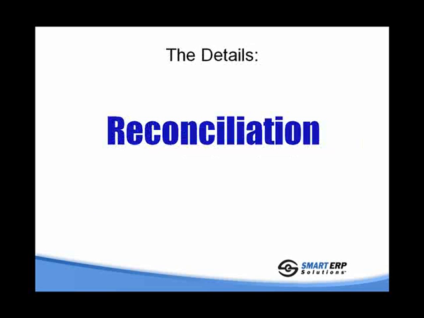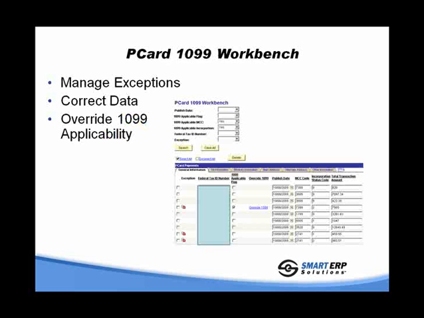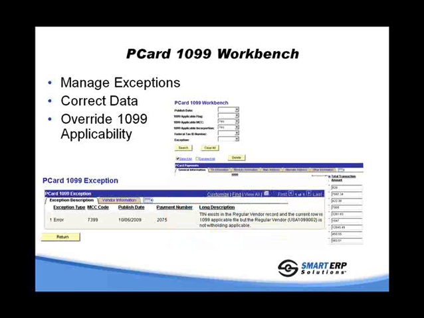Reconciliation, because bad data in means bad data out. The PCard 1099 Workbench allows you to view all transactions that are in the staging record, correct data, override 1099 applicability, view exceptions, and provide visibility in PeopleSoft instead of storing all of these on an Excel spreadsheet. We provide you with a link to easily view exceptions and clear descriptions of what those exceptions are.